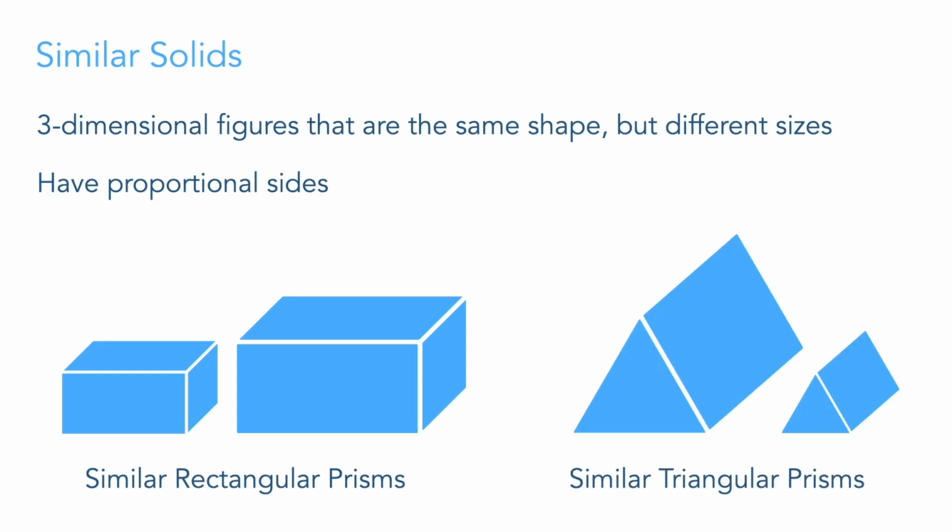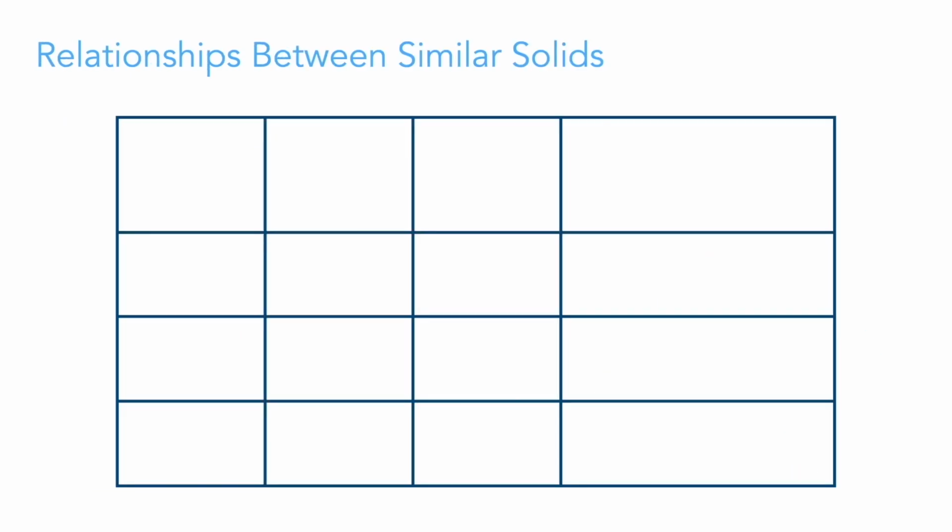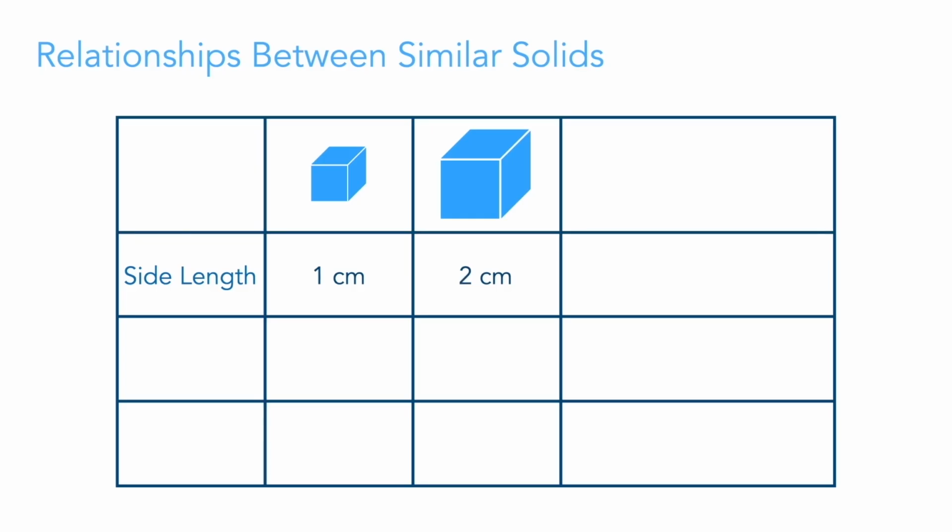Here's an example of two similar triangular prisms. Now, let's talk about the relationships between similar solids. This is a cube with 1 centimeter side lengths. This is a similar cube with 2 centimeter side lengths. The scale factor between them is 2, which means the ratio of lengths in the larger cube to the smaller cube is 2 to 1, or 2.